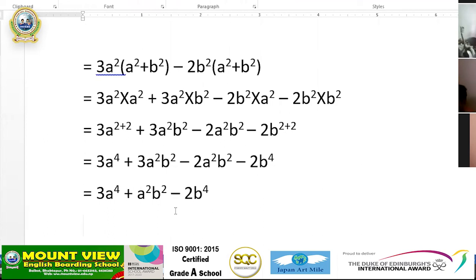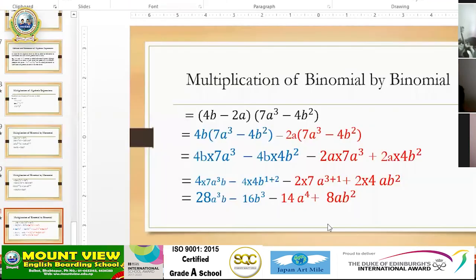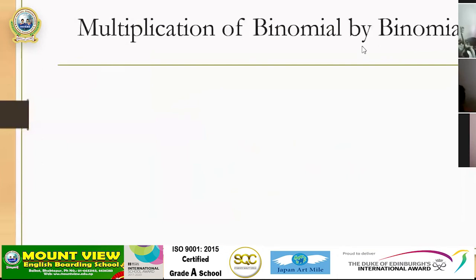So अब अगाडि हेर्नुस् है. Now we will learn how to multiply a binomial by binomial. यो भयो monomial by binomial. We'll learn how to multiply binomial by binomial. Okay, so this is an example. हेर्नुस् त, multiplication of binomial by binomial.